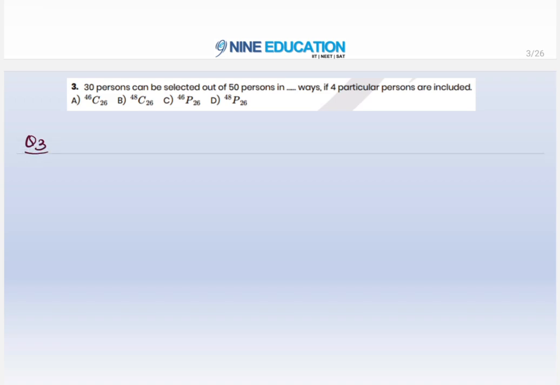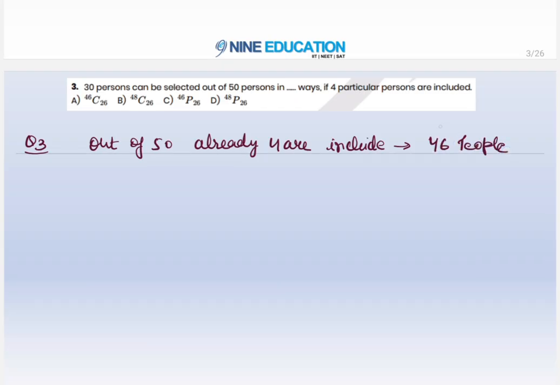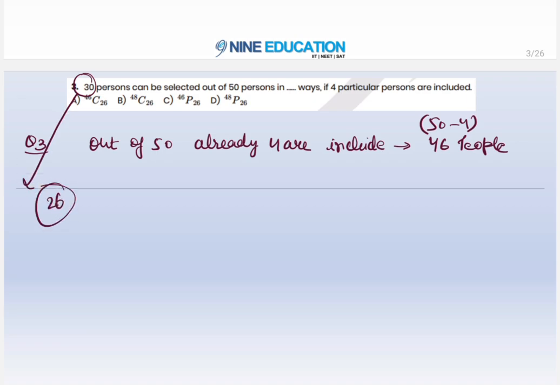Question number 3. 30 persons have to be selected out of 50 persons if 4 particular persons are included. Out of 50, already 4 are included, right? So 4 are included means you have to select from the rest 46 people. From 46 people, 50 minus 4. And since 4 people are included, out of 30, how many do we require to select? 26. So therefore total selections can be 46C26. So option A.